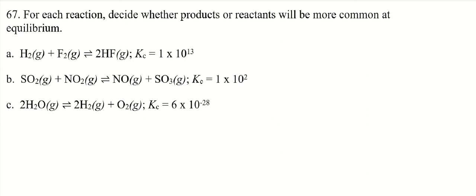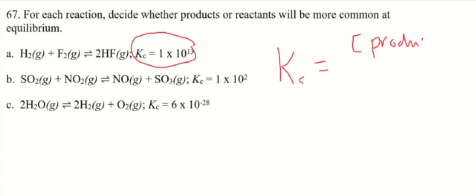And we're given this Kc value. That is all we need, okay? Because Kc, the equilibrium constant, tells us the relationship between the concentrations of the products over the concentrations of the reactants.